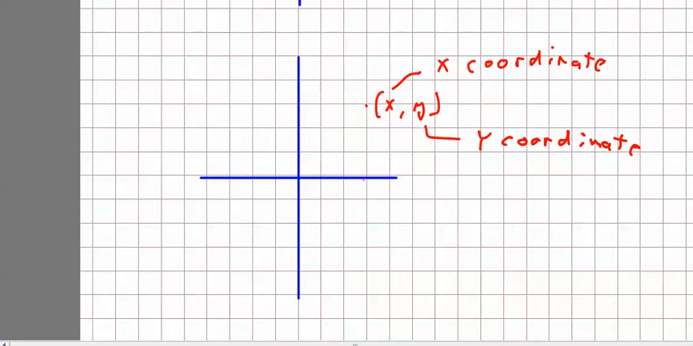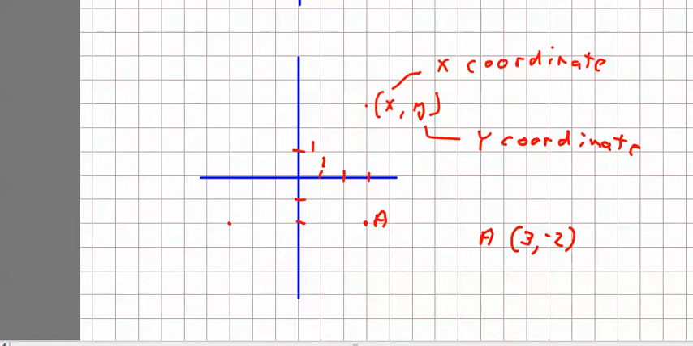So, if we were to look at a point right here, I'll call this point A. The x-coordinate is in the x direction, 1, 2, 3. And in the y direction, it's -2. I need to establish my scale, 1 and 1, to make sure that this is valid.